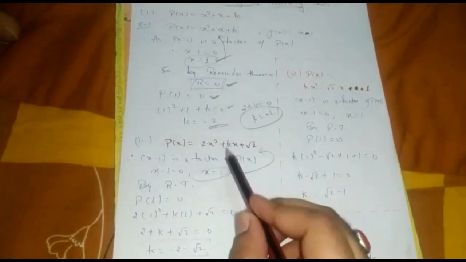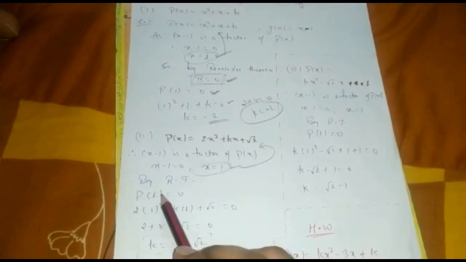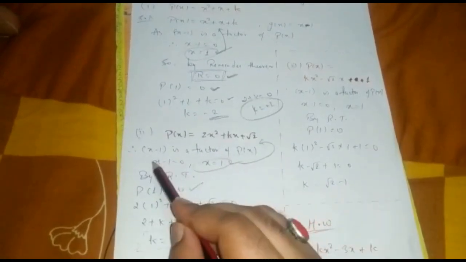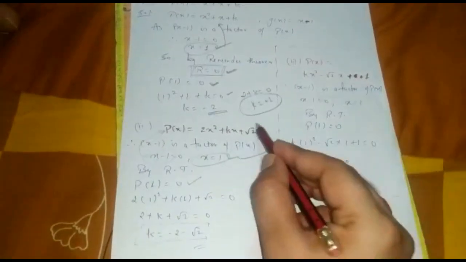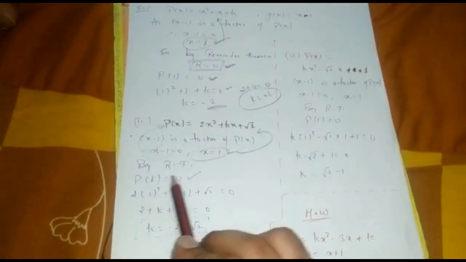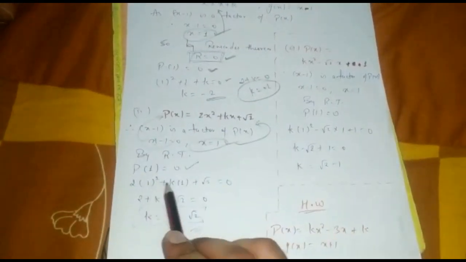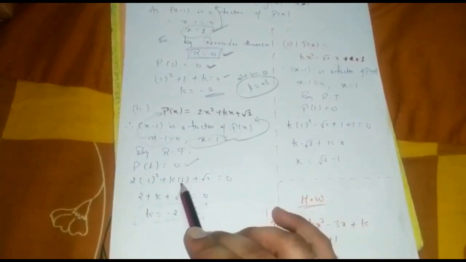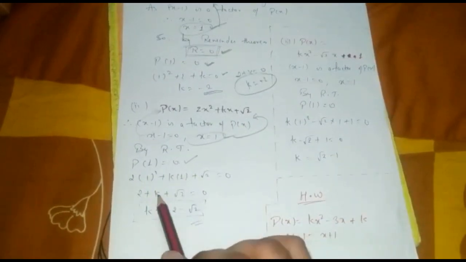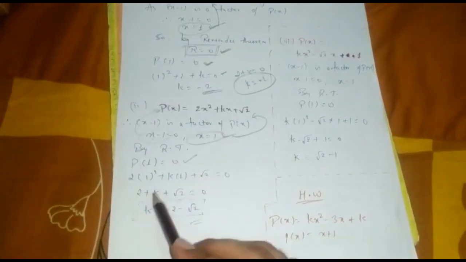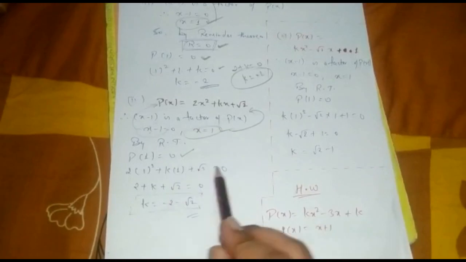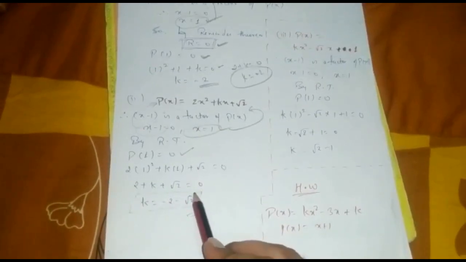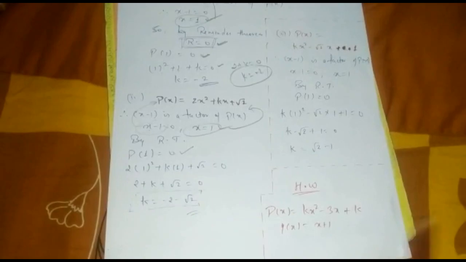So when we put x equal to 1 in this polynomial, p(1) will become 0, because it is given that x minus 1 is a factor of this polynomial. That means its answer is 100% 0. So p(1) equals 0. Putting 1 in this polynomial, 2 into 1 square plus k into 1 plus root 2 equals 0. 1 square is 1, 2 into 1 is 2, k into 1 is k, plus root 2 equals 0. Transferring 2 and root 2 to the RHS, they become negative. So the value of k is minus 2 minus root 2.